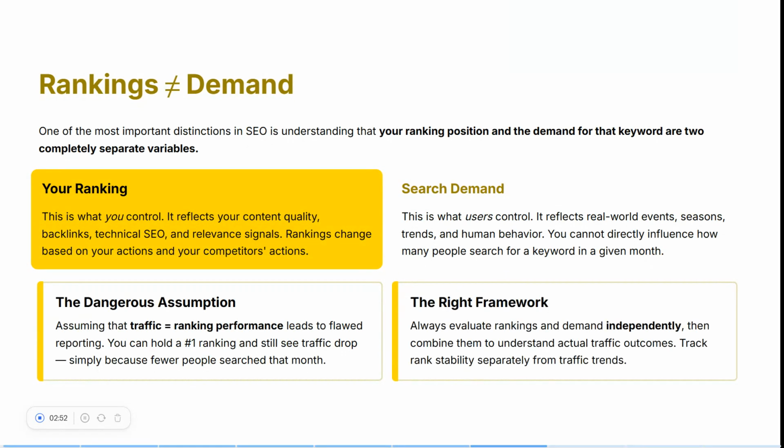Now, why don't rankings tell the full story? Even if your rankings stay the same, traffic can go up or traffic can go down. Why? Because rankings don't control search volume. This is why SEO performance must always include demand analysis.